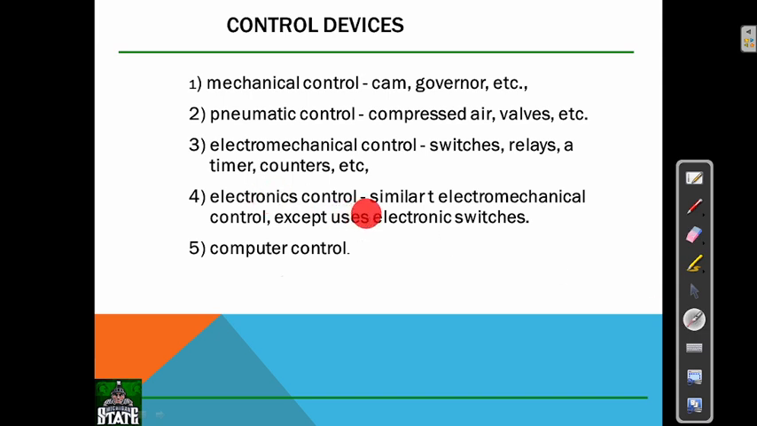Then electronics control, which is similar to electromechanical control except for the use of electronic switches. Here there is the addition of electronic switches. Then the computer control.